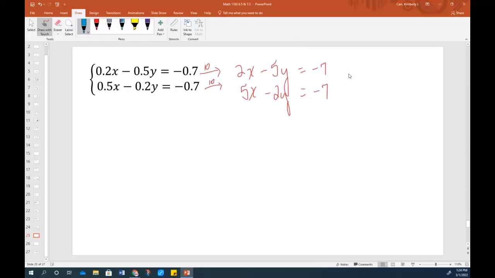So then, as we talked about in the past, I want to pick one of these letters to get rid of, and it's not going to make any difference. So I'm going to get rid of y. So I'm going to multiply the top equation by 2. I can go ahead and do that. That's going to give me 4x minus 10y equals -14. But then if this is a -10y, I need this one to become a +10y. So I have to multiply it by -5.